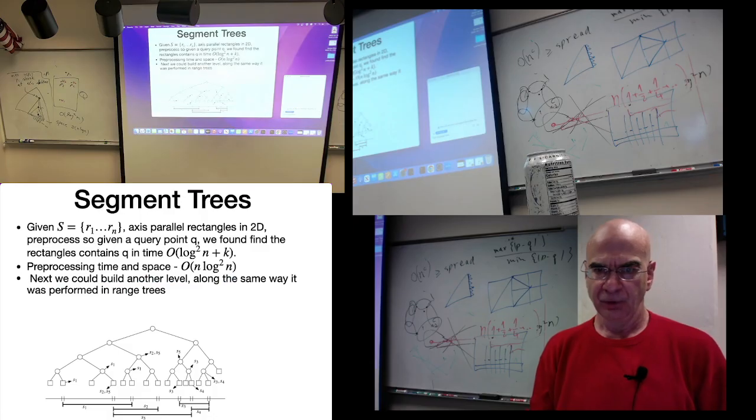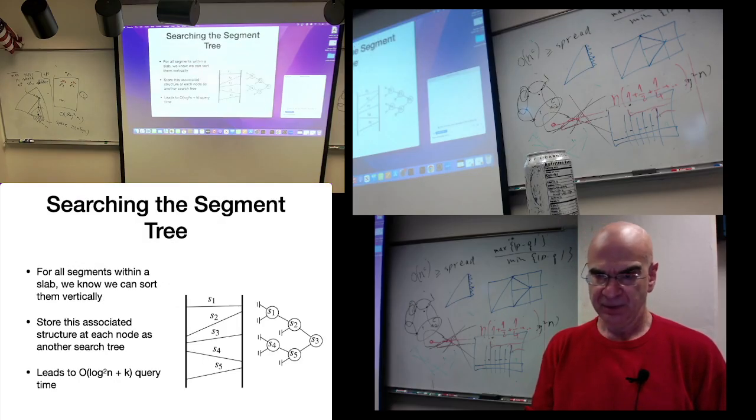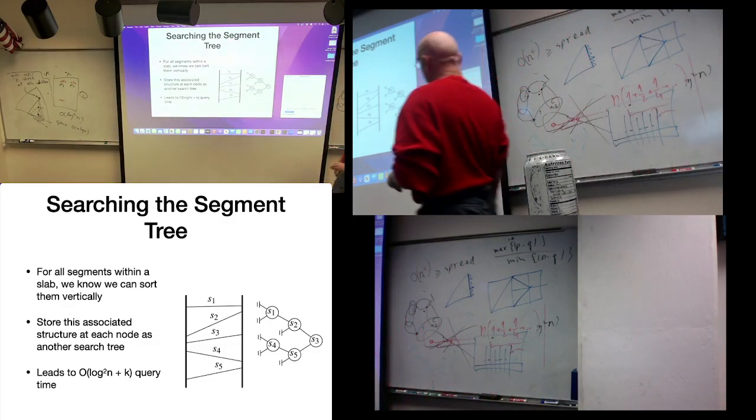So the overall memory is, for a node, n log n. Every segment will be in log n nodes. And in 2 dimensions, it will just be log square n. You can do a similar thing in log square n. I didn't show you these slides.